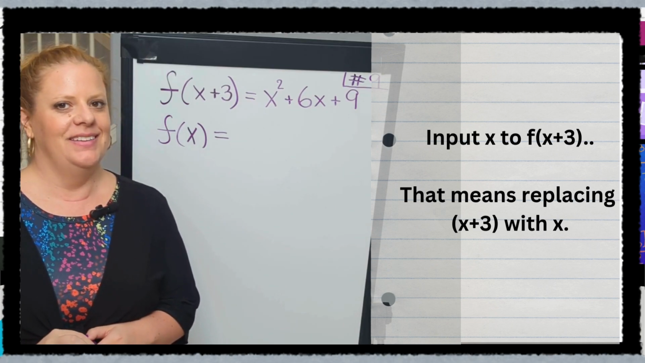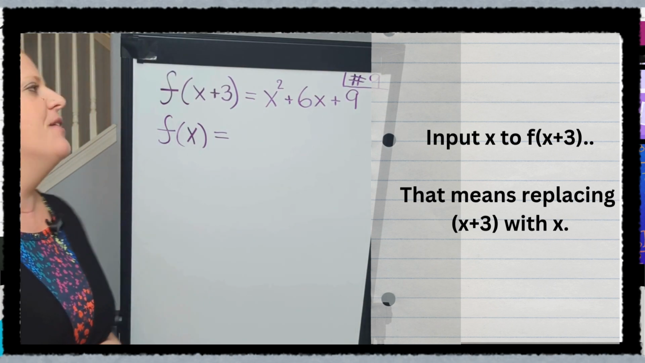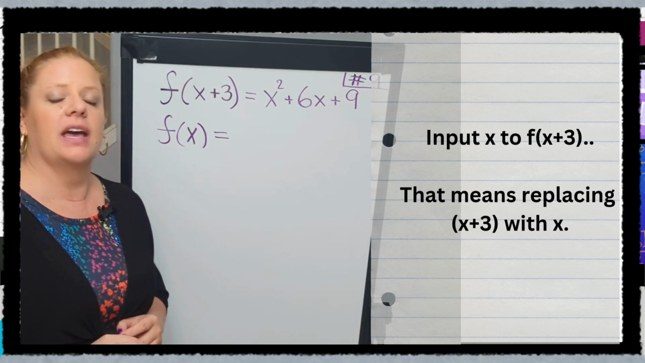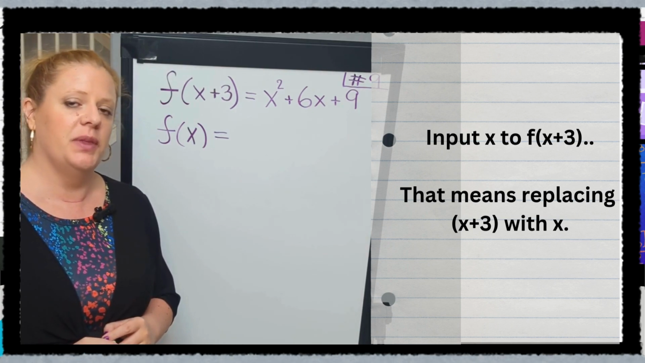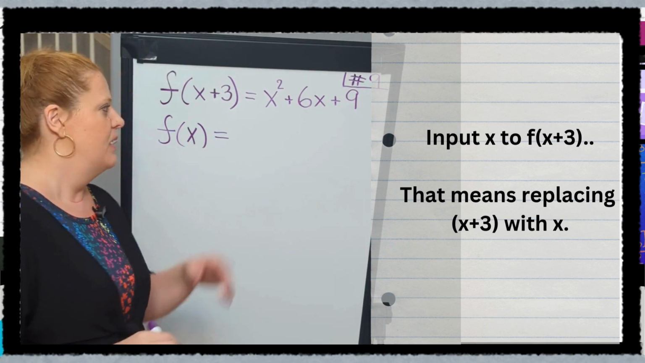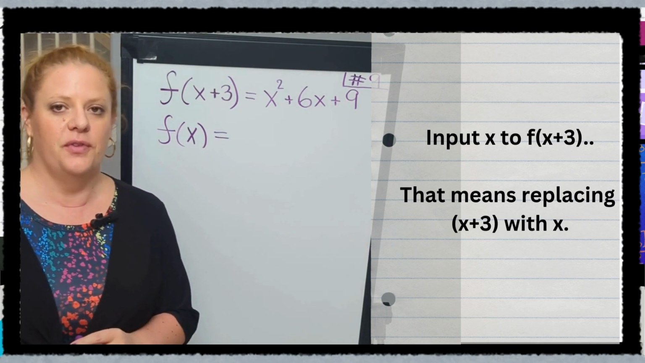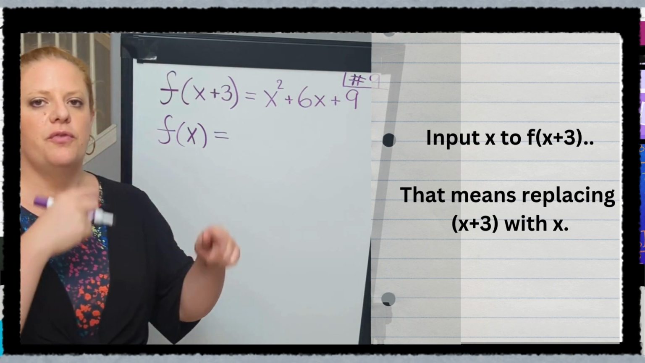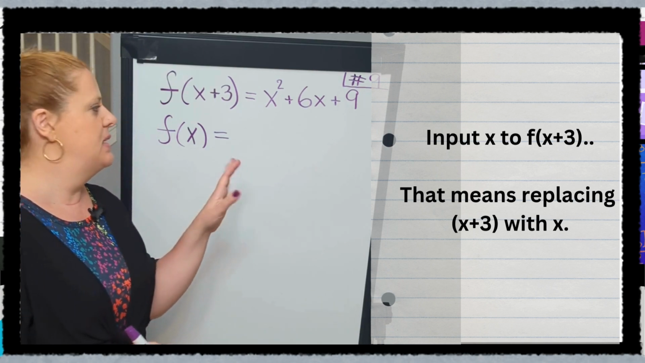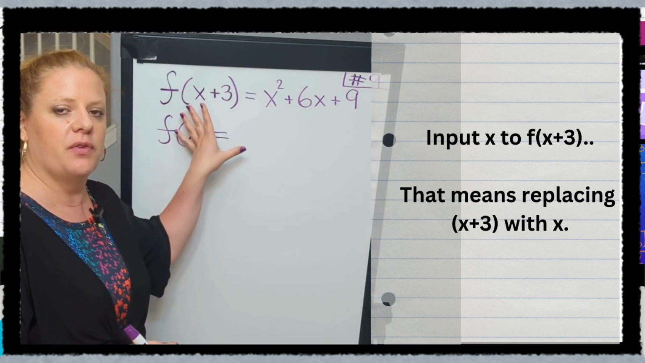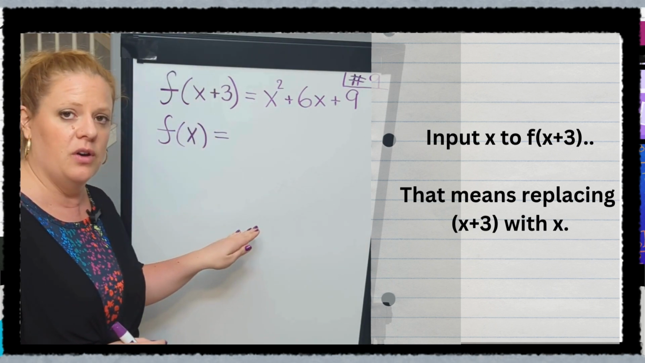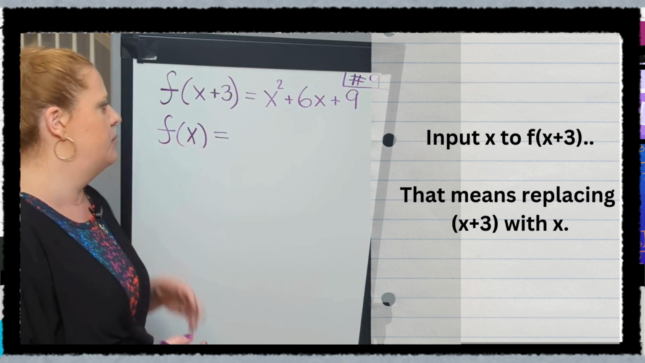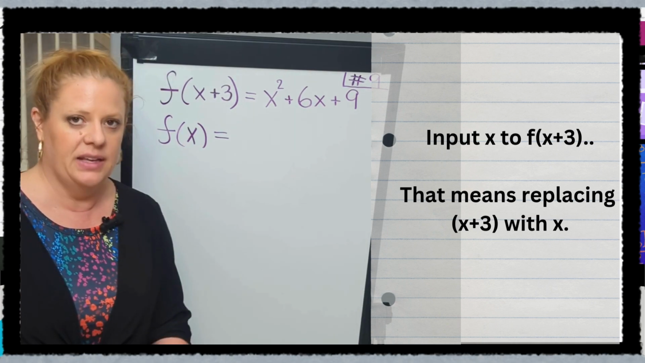Number 9, if f of x plus 3 equals x squared plus 6x plus 9, what is f of x? So this is kind of a reverse problem. Instead of being given f of x, we're given f of x plus 3, and we have to move backwards to see what would happen if our input becomes just x.